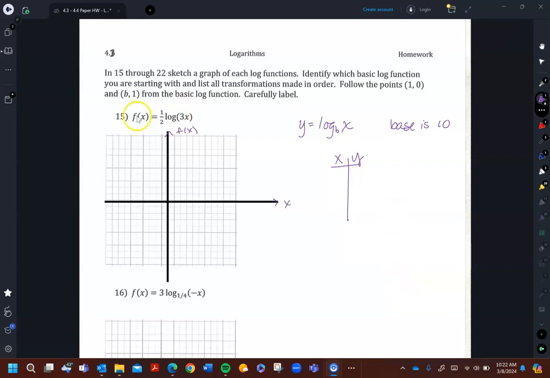In this video, I'm going to go over the paper homework for logs and how to graph numbers 15 through 22. I'm just going to do a couple of them so you can see how they lay out. First off, I want to take a look at some notes here just to remind you.